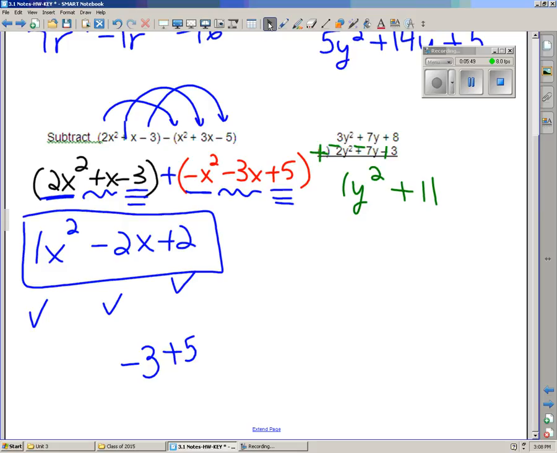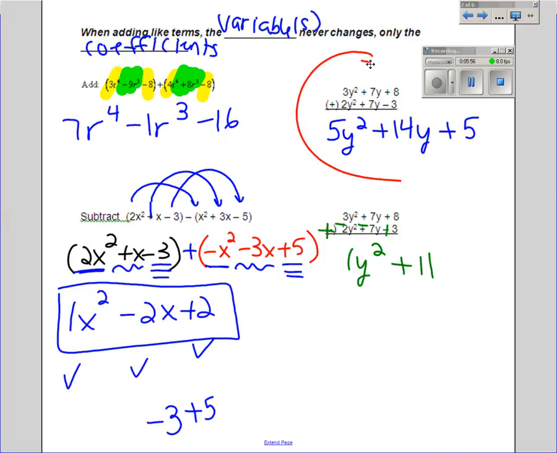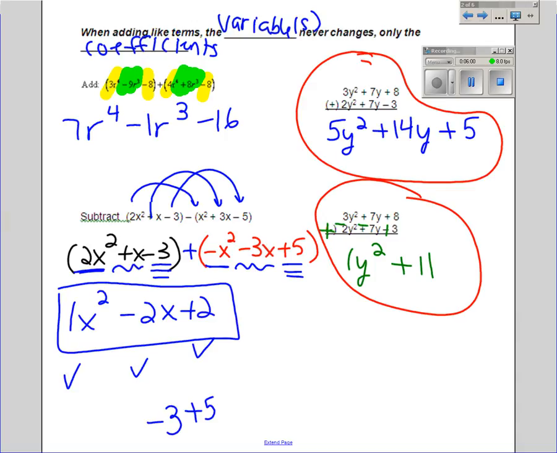One thing that's kind of good to notice here is this particular problem and this particular problem are the exact same polynomials. One's being added and one's being subtracted. And notice how no term is alike. You can't add two numbers and subtract those same two numbers and get any same answers.